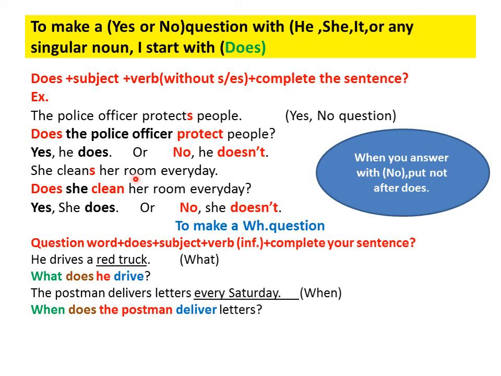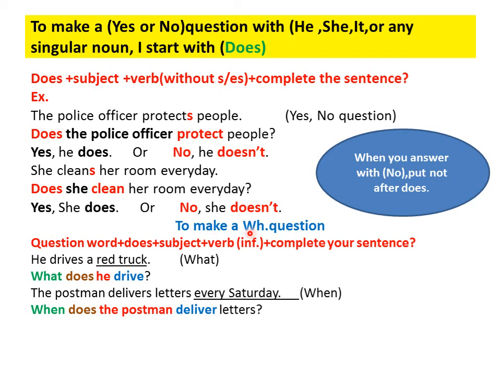She cleans her room every day. Make a yes or no question. So does she clean her room every day? Question mark. Does she clean her room every day? Yes, she does. Or no, she doesn't. So to make a yes or no question, just start with does, subject, then your verb in infinitive, without s or es, and complete your sentence and end it with a question mark.